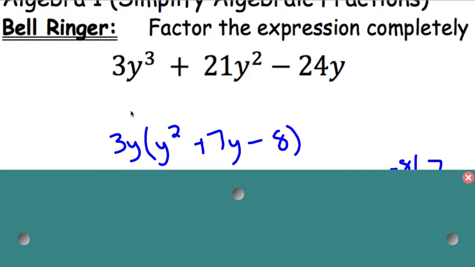And then y squared meant we had 2 copies of y. We took 1 out, so there's still 1 left right here. And then minus 24 divided by 3 is 8. We started with a y, but we took that out. So this is just factoring out the GCF. But then we have this other step of here is a trinomial.